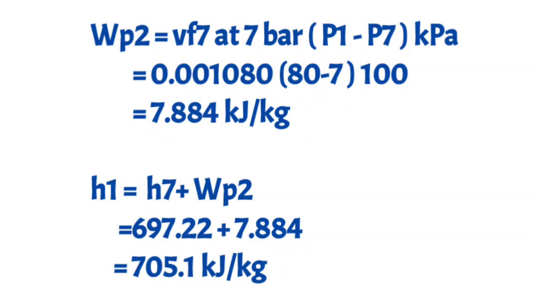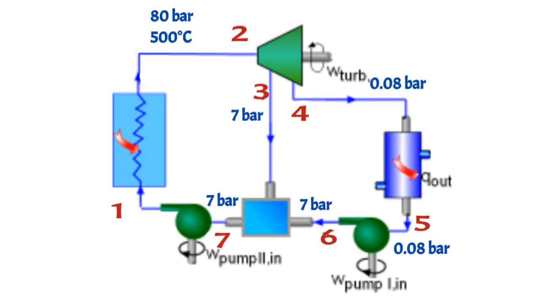Now we will put the value: 0.001080 multiplied by (80 minus 7) into 100, which is equal to 7.884 kilojoule per kilogram. Now we can easily calculate H1. So H1 is equal to 697.22 plus 7.884, which is equal to 705.1 kilojoule per kilogram.